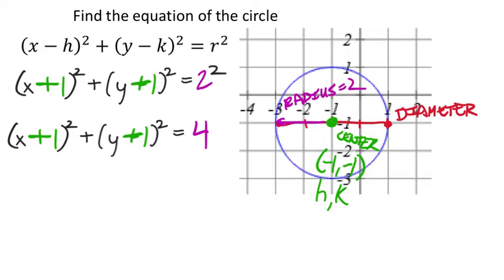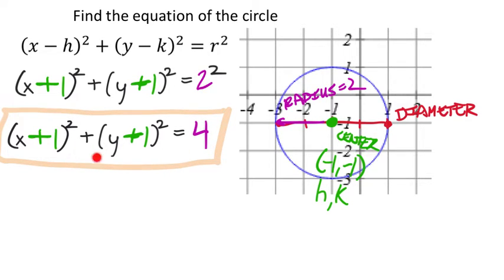And again, this was nice because we were given all the information that we needed with the circle that was given. This is all that we want right there.